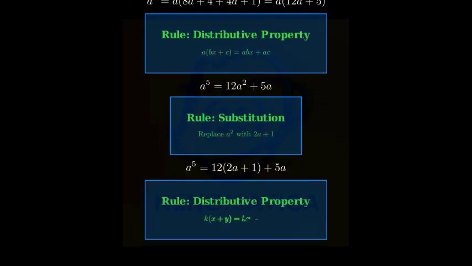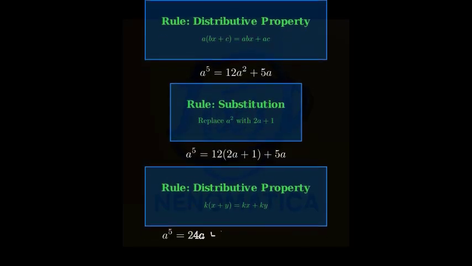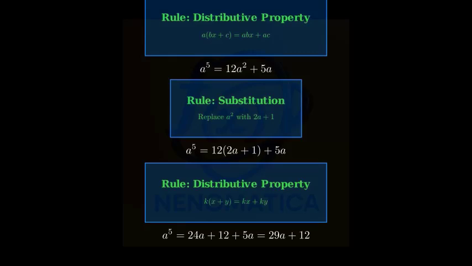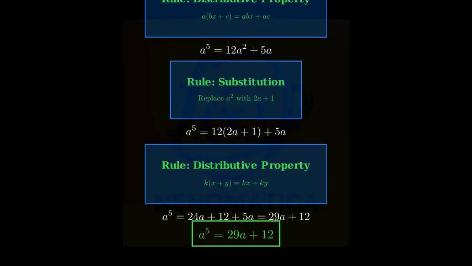12 times the quantity 2a plus 1 equals 24a plus 12. So a to the fifth equals 24a plus 12 plus 5, which equals 29a plus 12. Therefore, we have proven that if a squared equals 2a plus 1, then a to the fifth equals 29a plus 12.